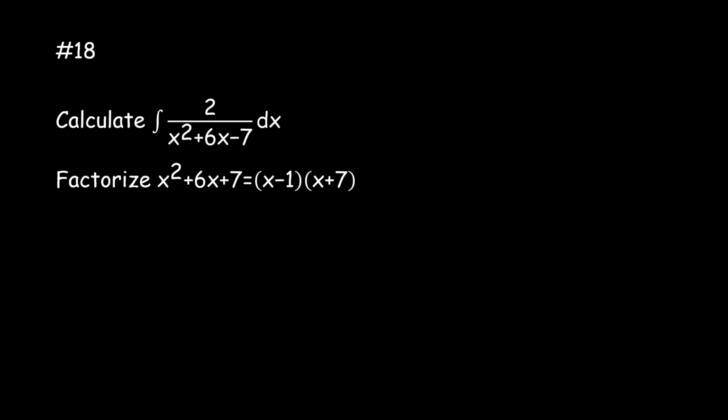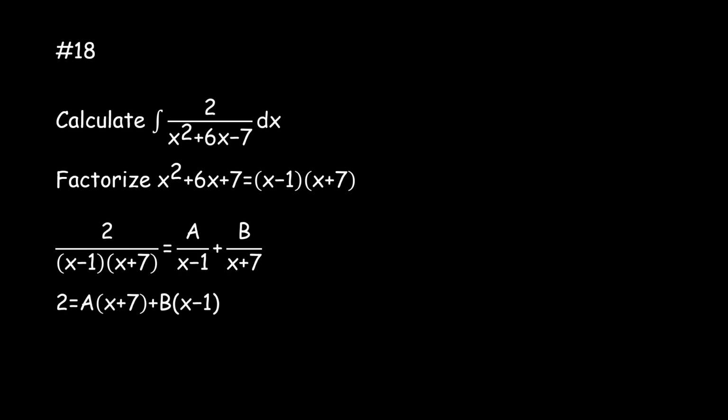Now we replace that into the equation and we find the partial fractions, which would be A over x minus 1 plus B over x plus 7. Okay, so we are going to work just with the numerators, which would be 2 equal to A times x plus 7 plus B times x minus 1. So if x is equal to 1, then A would be 1/4.